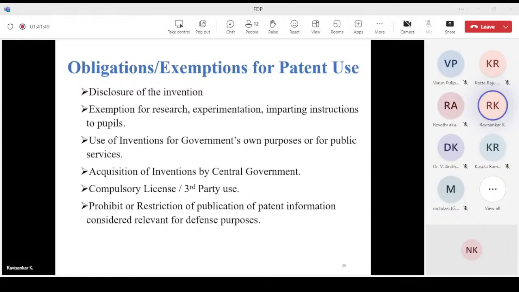Then there is a provision for compulsory license or third party use, where if the invention is not sufficiently provided by the innovator, then government will give license to third parties to prepare that medicine and supply to the public. And there is prohibition or restriction of publication of patent information considered relevant for defense purposes. So if we want to file a patent application relating to anything related to defense, the central government will not allow those publications to be granted as patents.